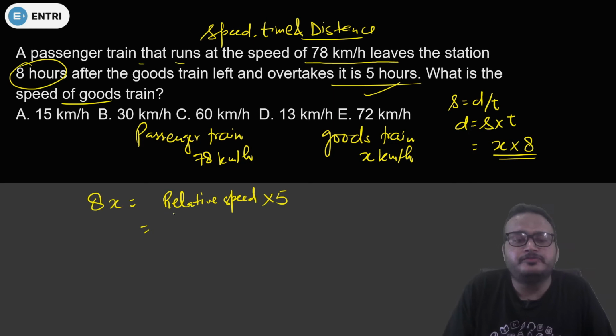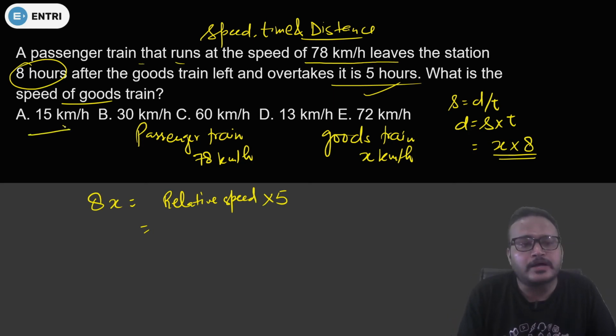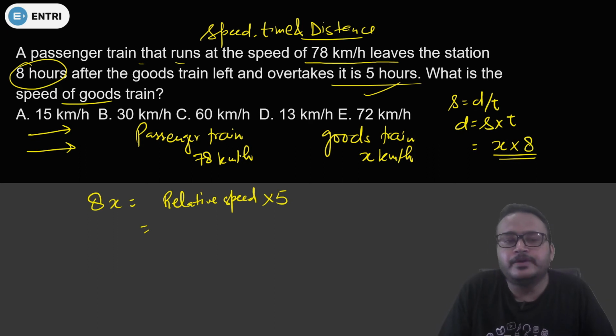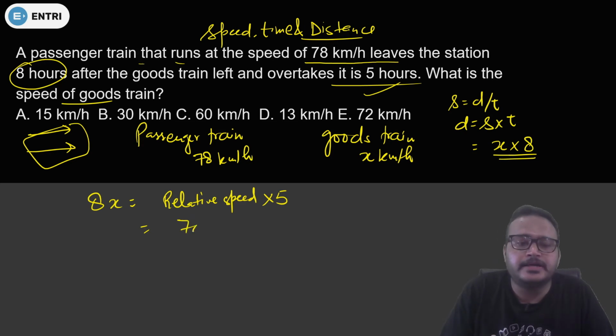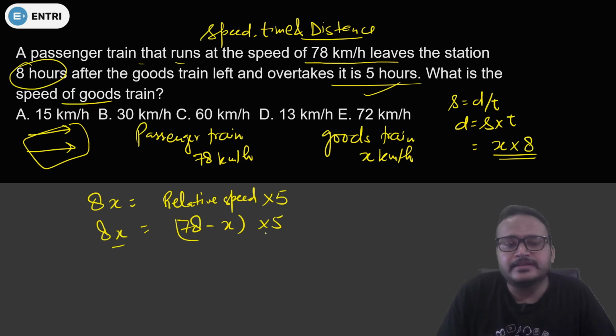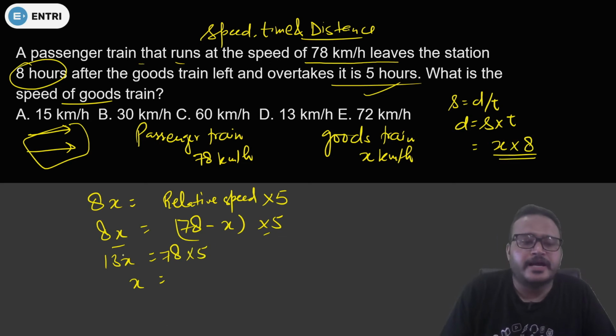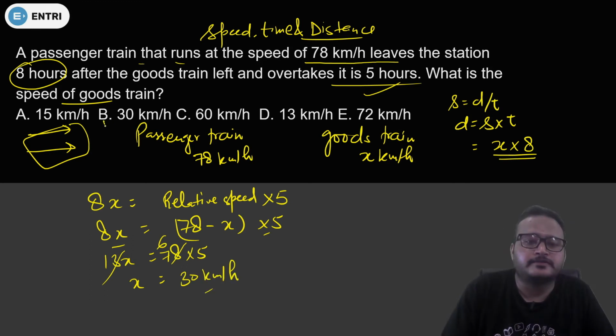Okay guys, so what is the relative speed? Basically both are traveling in the same direction, so the relative speed will be the difference of these two speeds. Obviously the speed of the passenger train will be more than the speed of the goods train, because it is overtaking the goods train. So (78 minus x) multiplied by 5 equals 8x. So 8x and 5x will become 13x, which equals 78 multiplied by 5. So x will be 30 kilometer per hour. So 30 kilometer per hour is the right answer, B is your right answer.